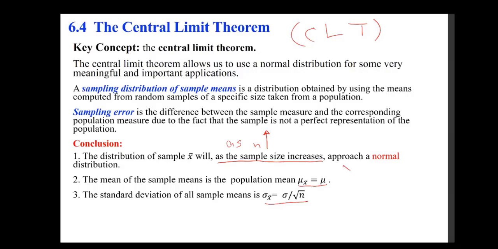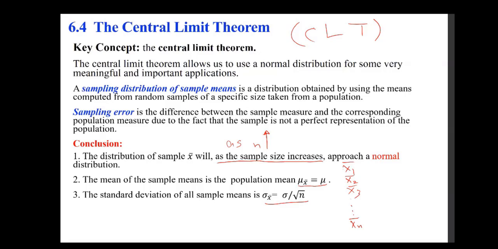This means we have x1 bar, x2 bar, x3 bar, x sub n bar. I want to make sure everybody understands what's happening. So we have the first group. For the first group, we take the average, the mean, it's x1 bar. The second group, their mean is x2 bar, and so on and so forth.